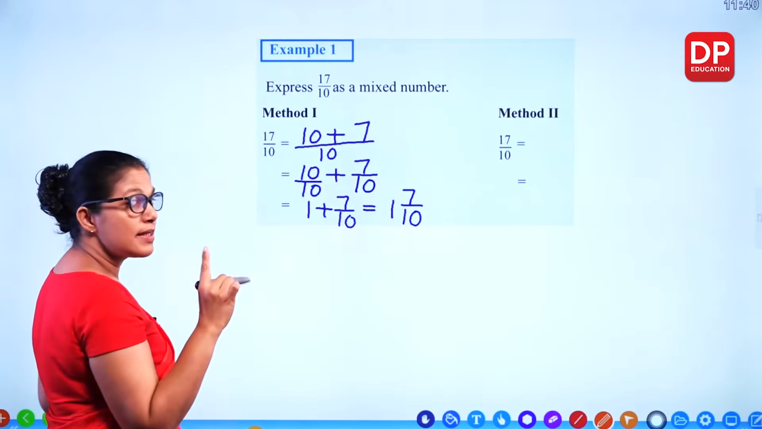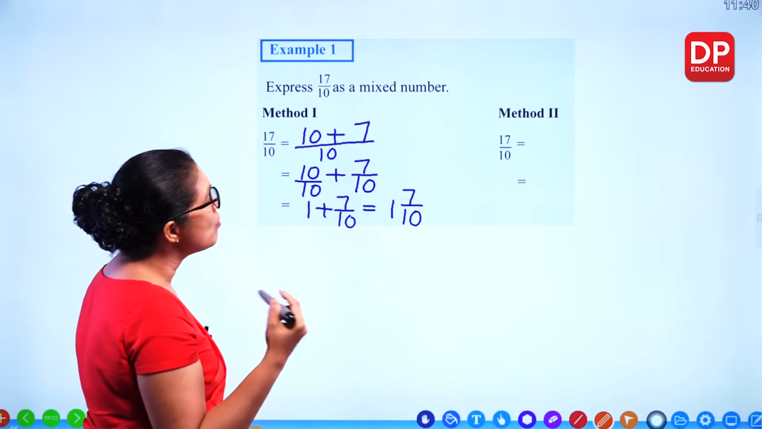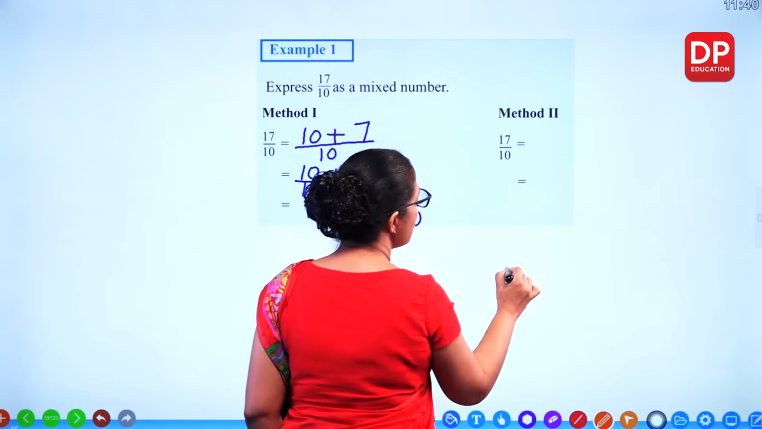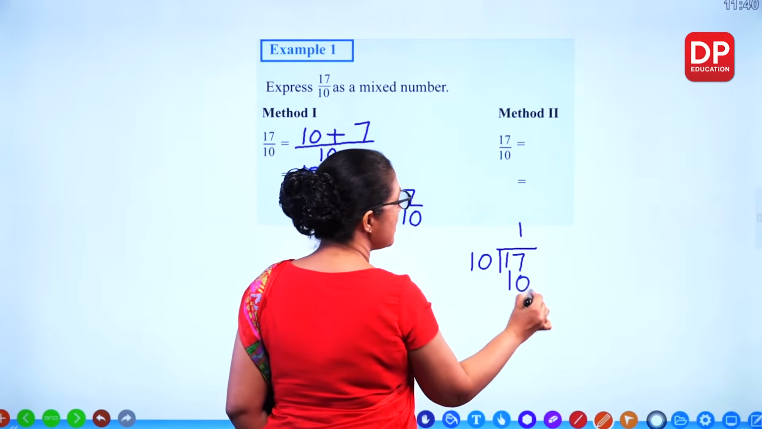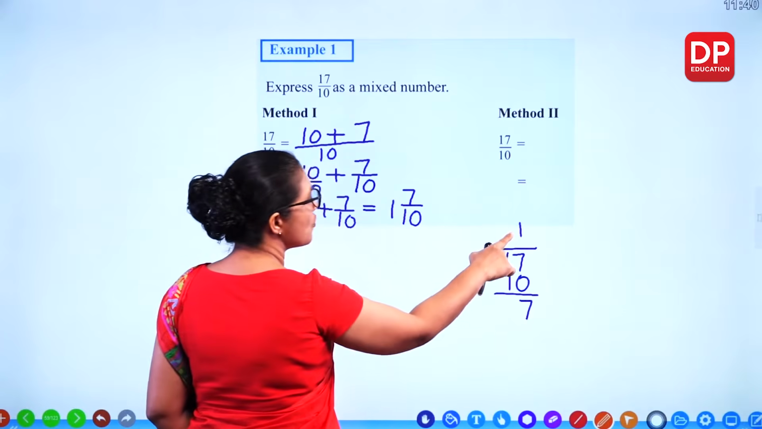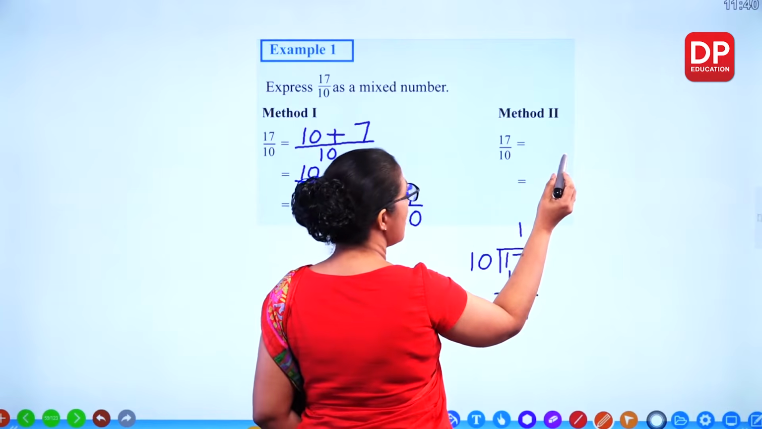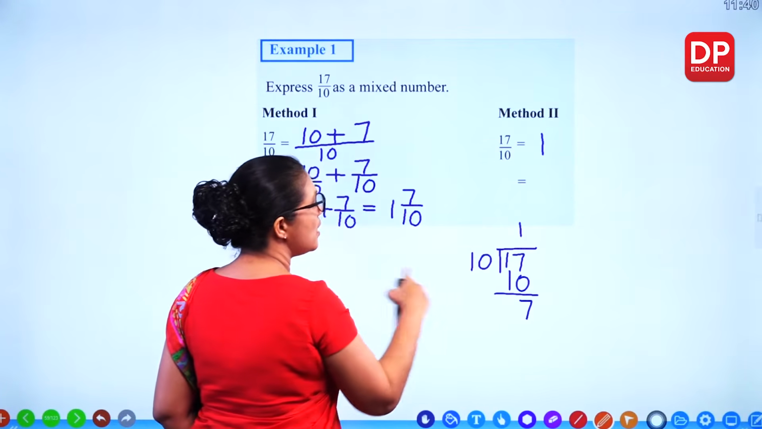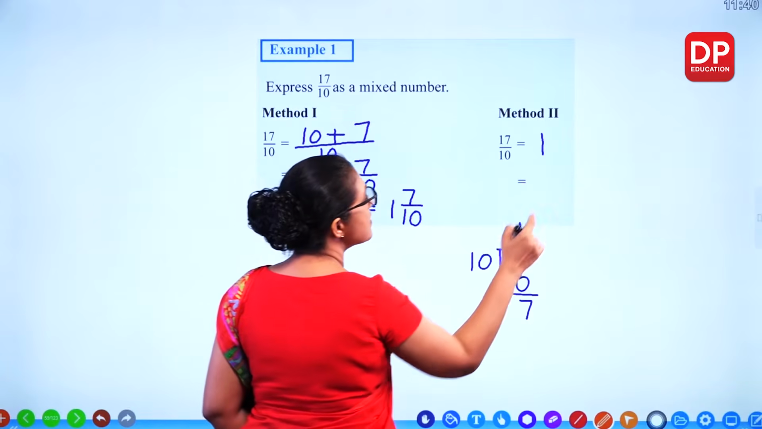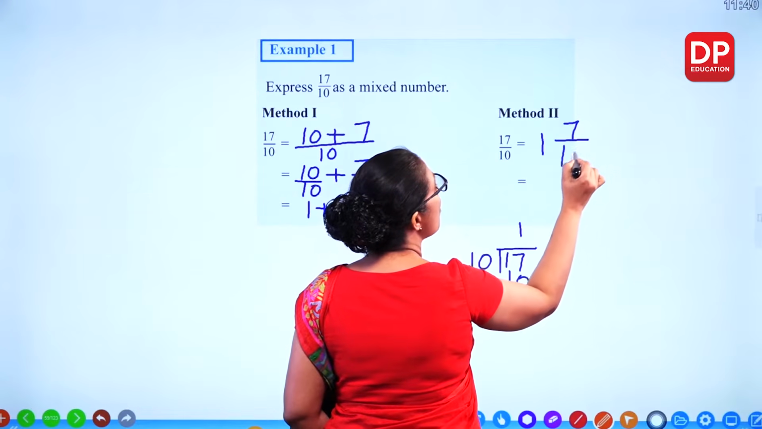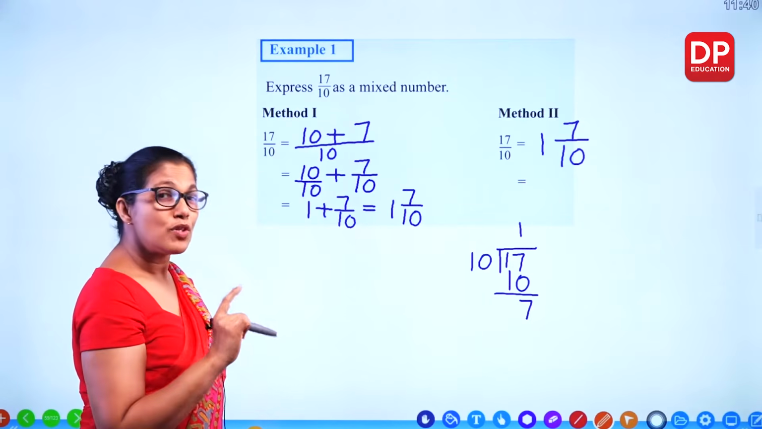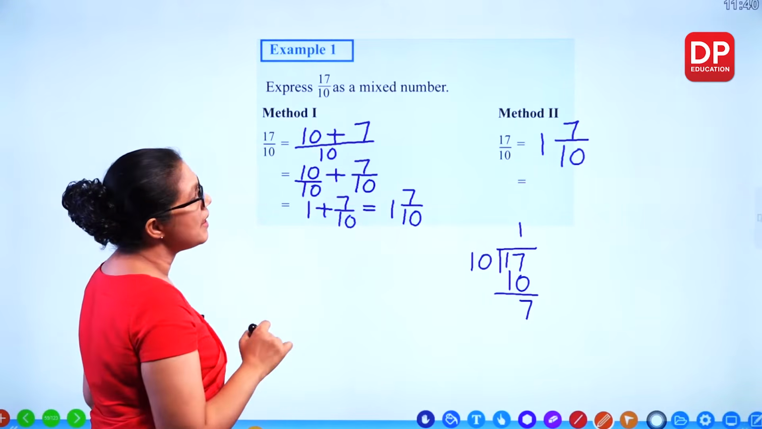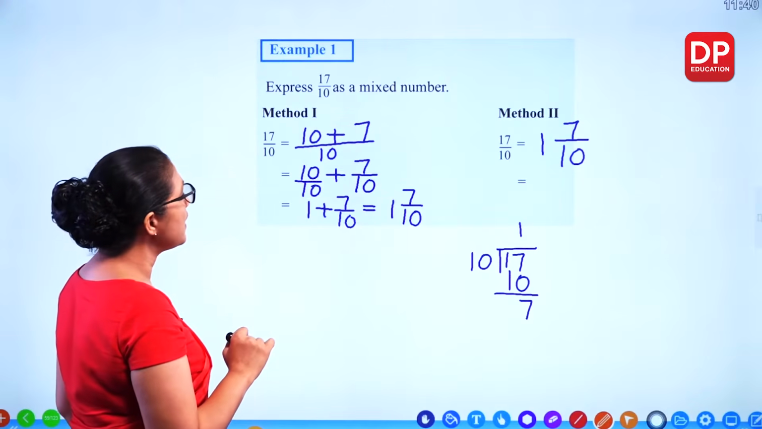That's one method. Second method, you can use long division. 17 divided by 10. 10 times 1, 10. 7 remaining. So that means you can write 1 full part and 7 out of 10. So you get the same answer. Which one is easy? The second method is easier than the first method.